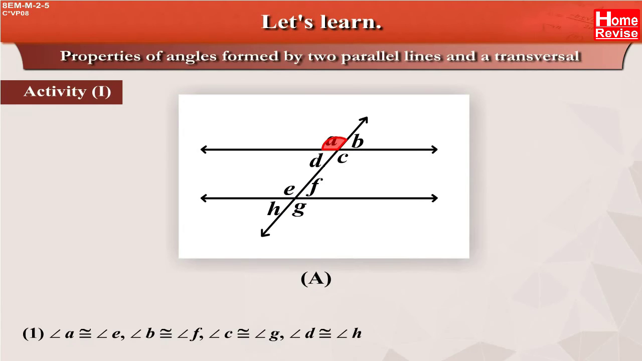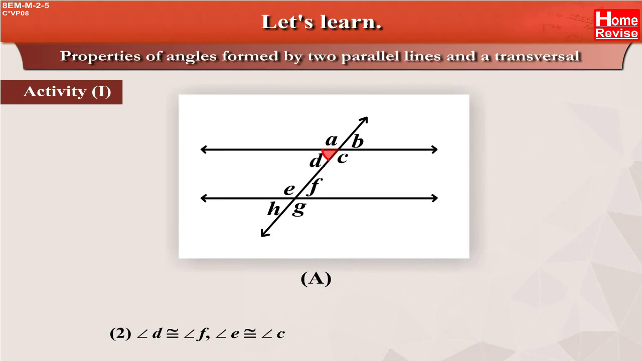1. Angle A is congruent to angle E, angle B is congruent to angle F, angle C is congruent to angle G, angle D is congruent to angle H. These are pairs of corresponding angles.